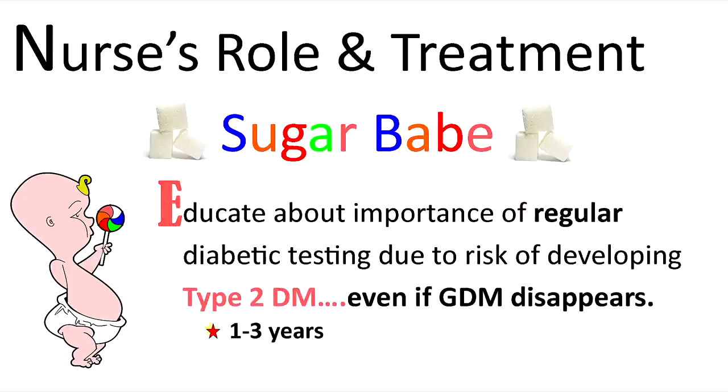And then lastly, E, educate her about the importance of regular diabetic testing due to her risk of developing type 2 diabetes. Again, what was that percentage? It was 50%. So even if her diabetes does disappear and everything goes back to normal after the baby is delivered, there is still a risk. So you definitely want to educate her about that. And typically they recommend being tested every 1 to 3 years.